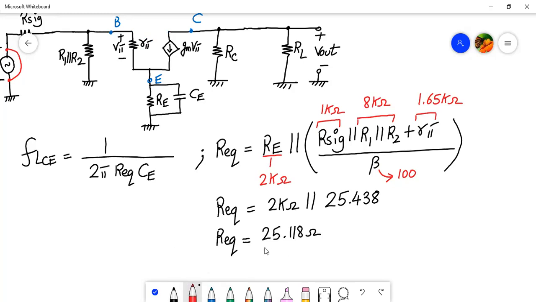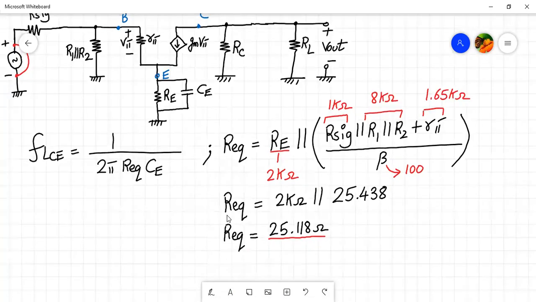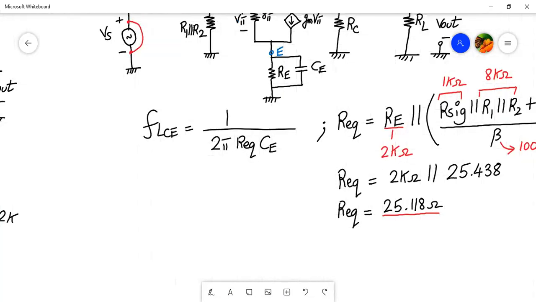Okay, so that's the value we got for R equivalent. Please confirm whether your answers are matching with these results. Okay. So now let's proceed forward. From here we can calculate FL of CE.